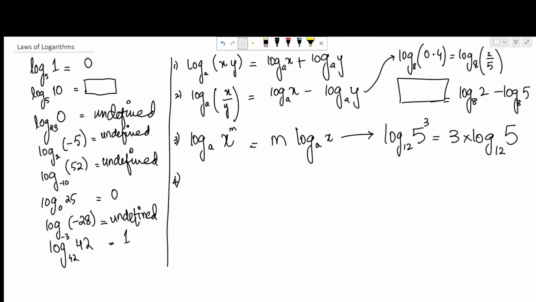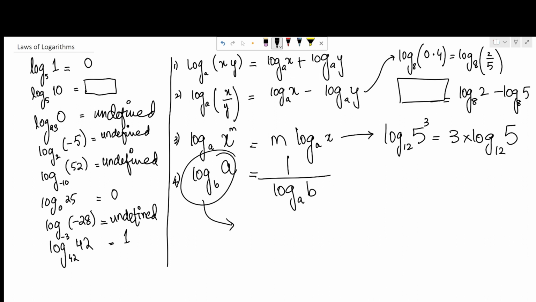Right, so the fourth property is about change of base. So let's say that log a to the base b is a number, okay? And then you can also write it as 1 over log b to the base a. I'll tell you why this happens, okay? This happens because of one common thing that first we need to see what this is.